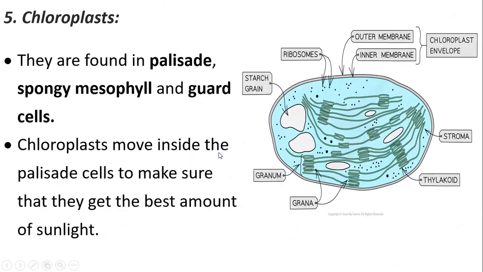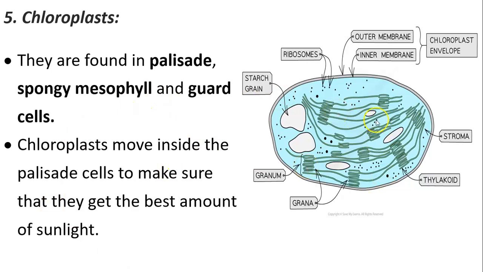Finally, let's take a look at the chloroplasts. Chloroplasts are found in the palisade mesophyll, spongy mesophyll, and also in the guard cells. Chloroplasts can move around the cell, and that explains that even when the palisade mesophyll cells are narrow and thin, they still can subject all of their chloroplasts to light energy.